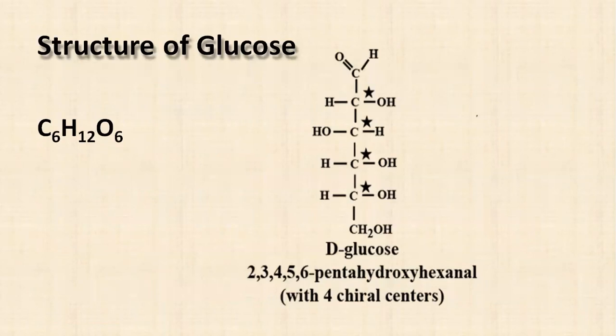See, this is the structure of glucose, which has the molecular formula C6H12O6. Here is one aldehyde group, and these 4 carbon atoms have H and OH groups, like (CHOH)4 and CH2OH. We can give its IUPAC name: this is carbon number 1, the aldehyde carbon atom, then 2, 3, 4 and 5, and this one is 6. Pentahydroxy, as these 5 hydroxy groups are present on the carbons, and hexanal. This is the IUPAC name for glucose.